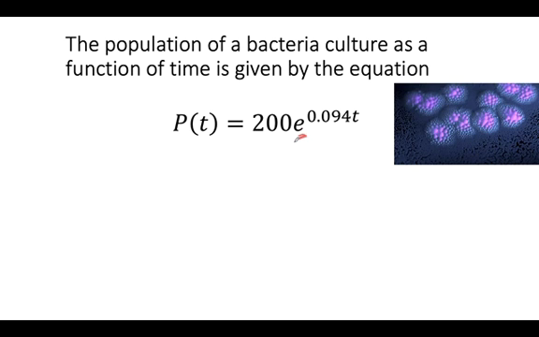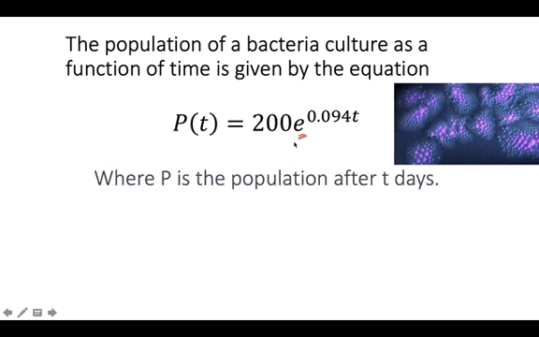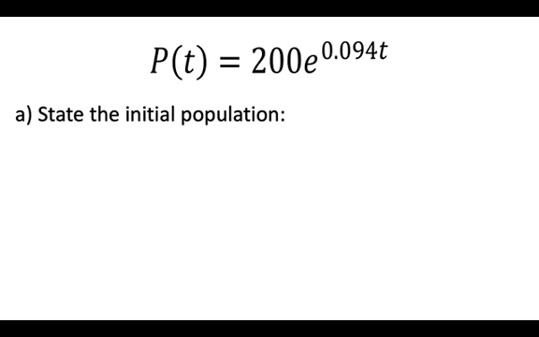So here's the function. P is going to be the population after t days. So just a couple basic questions with this that we can work through. State the initial population. We see here the initial value, the initial population is just 200, taking that right from the equation.